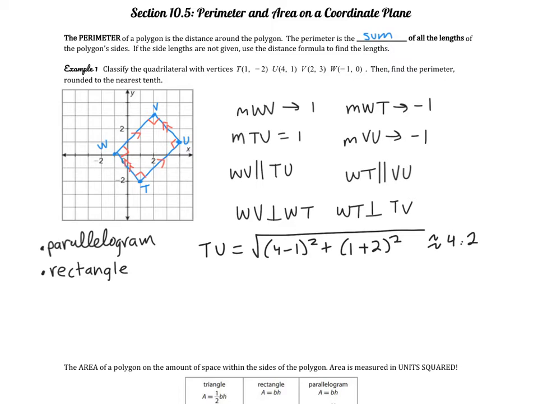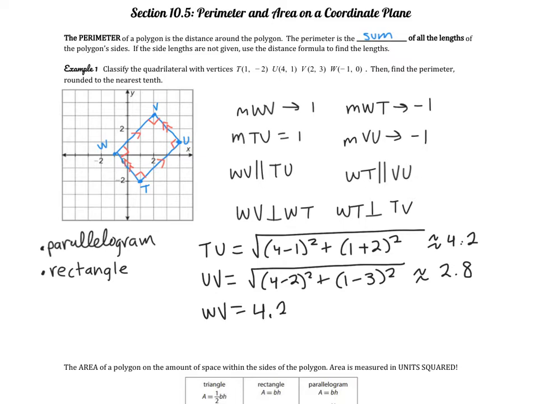Okay, now let's find the length of UV. So same thing, we can do distance formula. X2 minus x1 squared plus y2 minus y1 squared. Plug it into your calculator, and here we get approximately 2.8. Since we know that it is a parallelogram, we know that the opposite sides are congruent, so that means that WV will also be 4.2, and WT will be the same as UV, so it will also be 2.8.